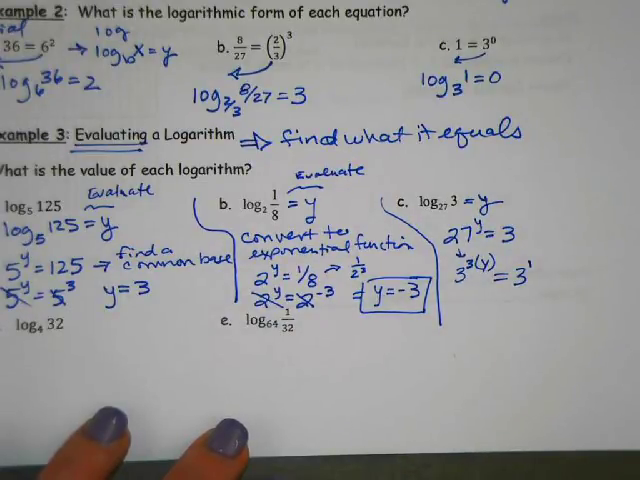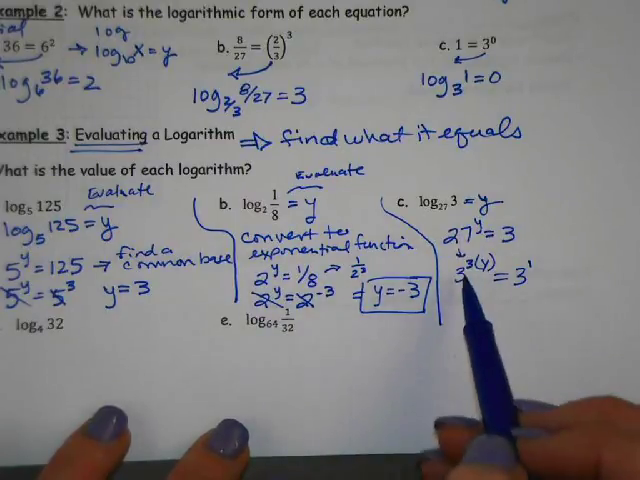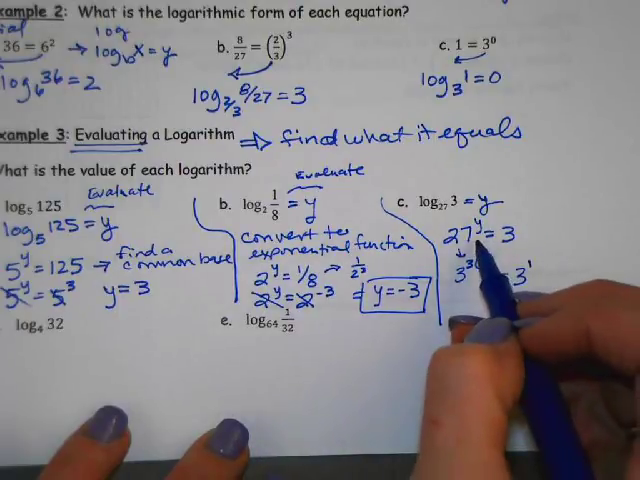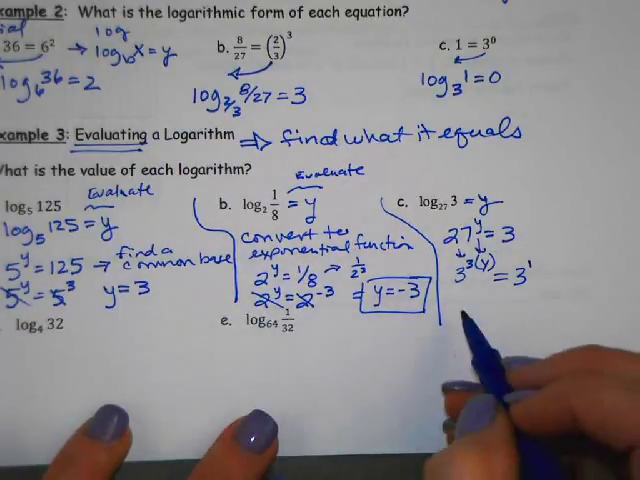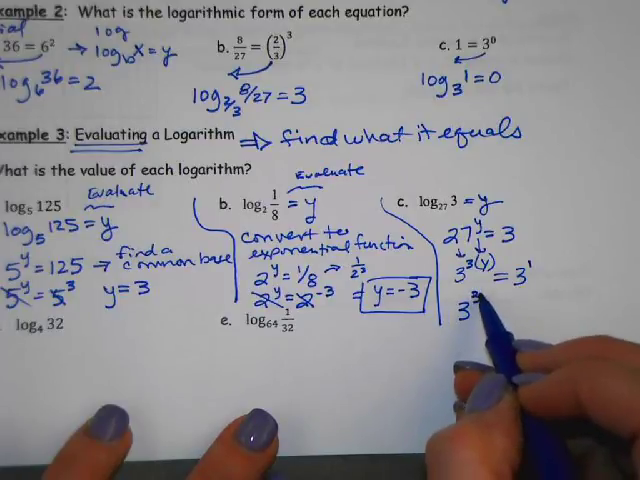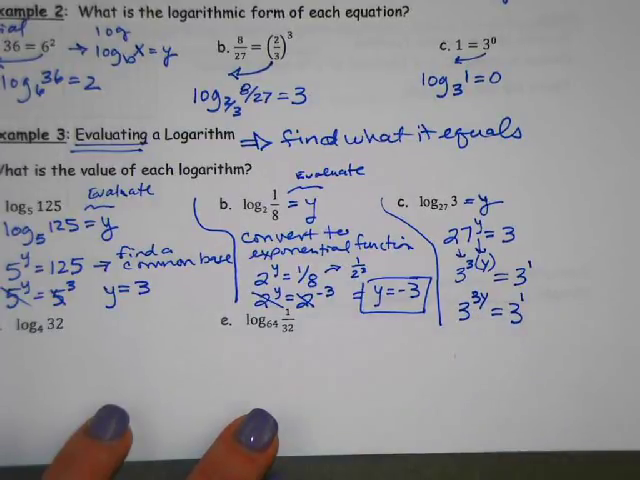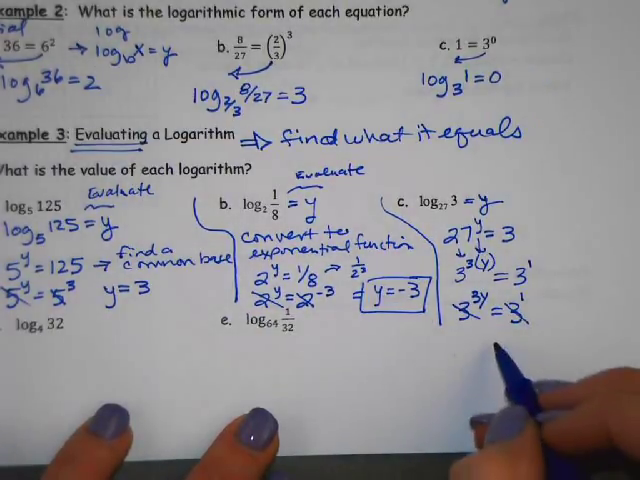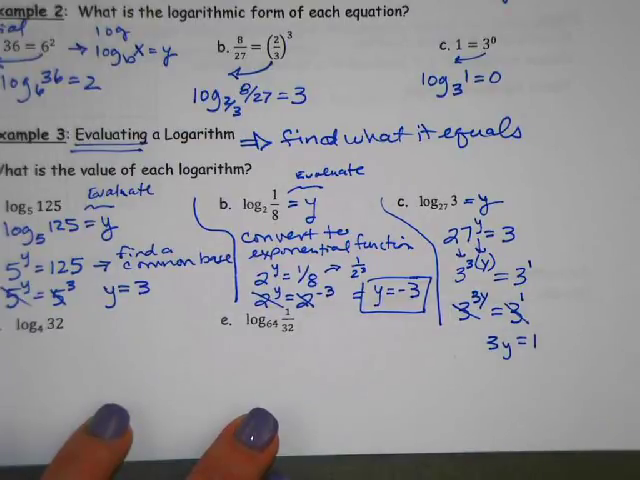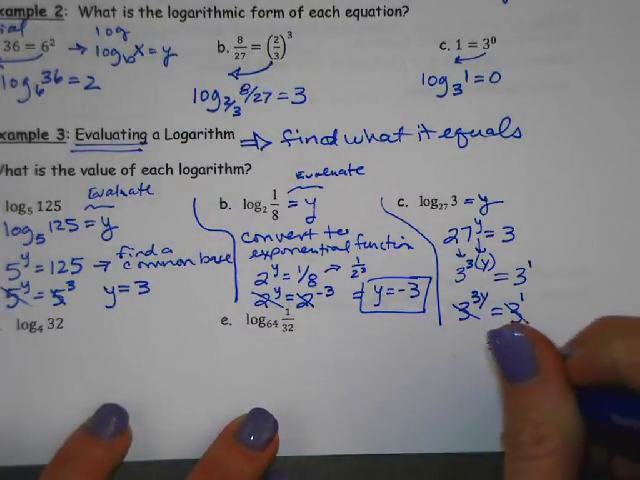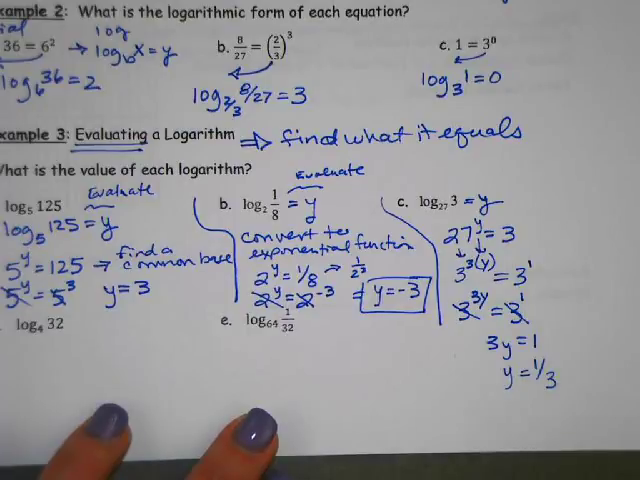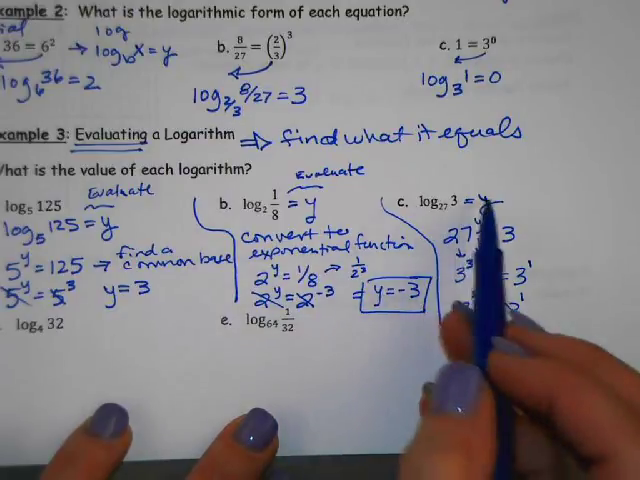So 27 is 3 to the 3rd. And then I bring my y down because the 27 is being raised to that. So this can be rewritten as 3 to the 3y, and that's going to equal 3 to the 1st power. Okay? So what can I do with my bases? Cross out the 3, right? Yep, cross them out. And so I have 3y = 1. So how do I get it to be just y? Divide by 3. So y = 1/3. And that would be correct. So 27 to the 1/3 would give me 3.